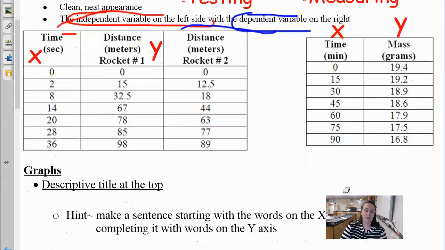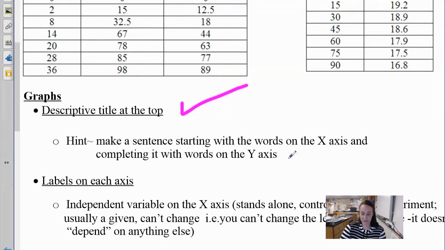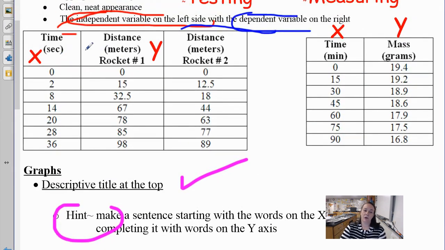Okay, so speaking about graphs, what you would need to do is the following things. You always have to have a title. So we're going to work on that today. It's always very easy to just take some words out of the X and the Y. So for instance, if we were going to do this first one, you could say something like the distance that the rockets traveled per second. Or for this one, the mass, you would take a look at what happens, see how the mass is actually going down. So you would say mass lost per minute or something like that, okay? Or mass lost over time.